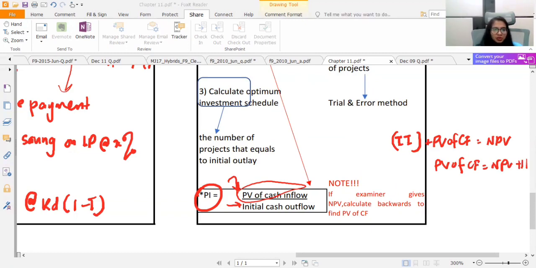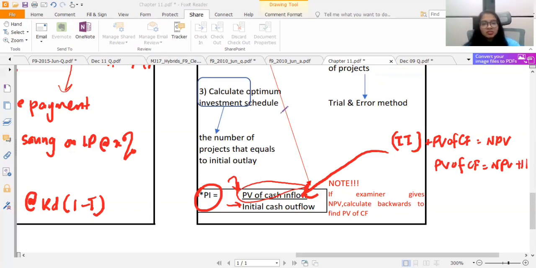All right. So I just want you to remember that sometimes the examiner may confuse you by doing this. I don't want you to fall for his trap. Please check properly whether he has given you PV of cash flow or NPV, and then you determine which one you calculate and how you do it. All right. So now back to my explanation.